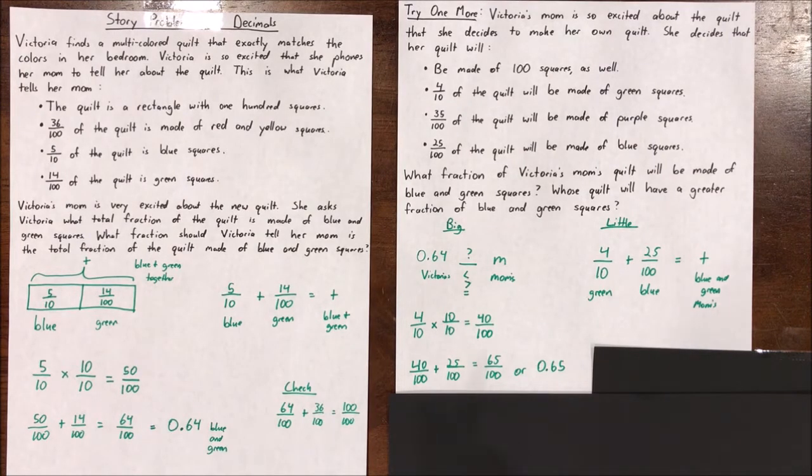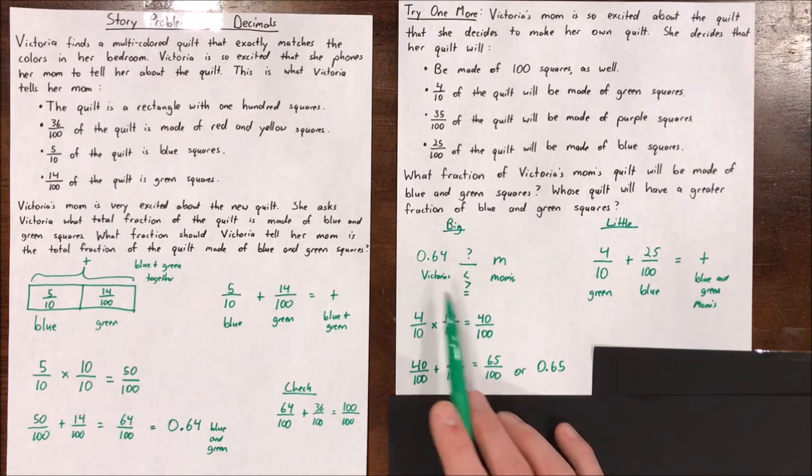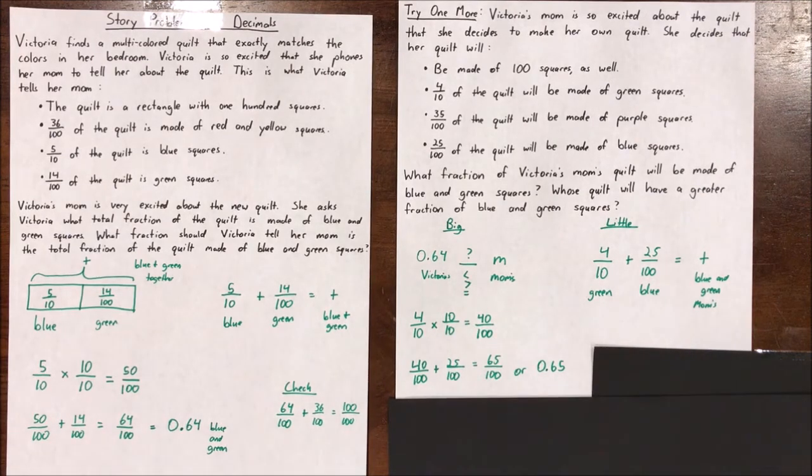Right, we're not done. This is the answer to the little question. Now we have to actually solve the big question, right, of comparing Victoria's and mom's quilt to figure out whose quilt has more squares that are green and blue. So, who does have more? How do you know? Yeah, Victoria's mom has more, doesn't she?